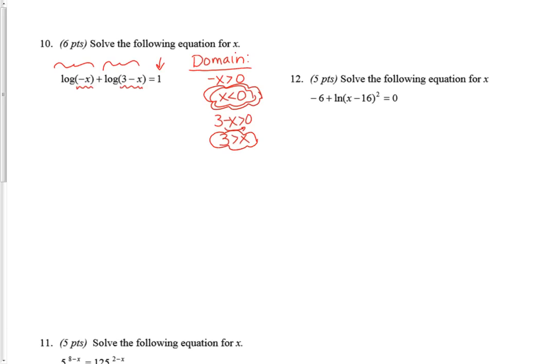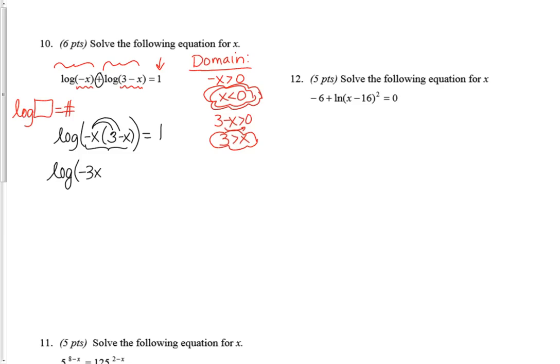So when I have logs and things not in logs, I want to put these together so that I have the log of something is equal to a number. So I want to try to condense the left side and leave the right side as just the number parts. So since I have the log plus another log, that's the same as the log of the two insides multiplied together. On the left, I can then distribute my negative x times 3 is negative 3x. Negative x times negative x is positive x squared.